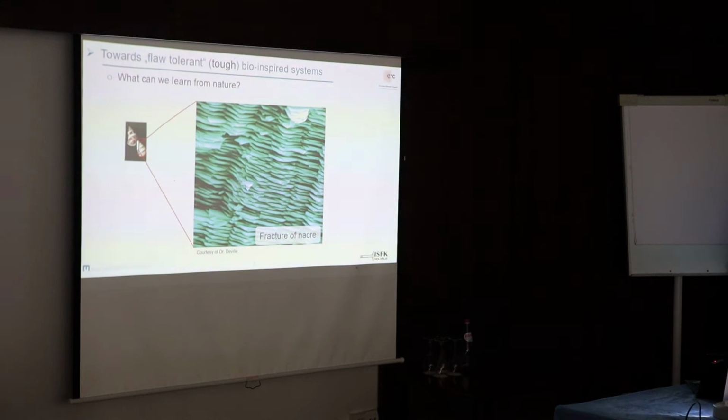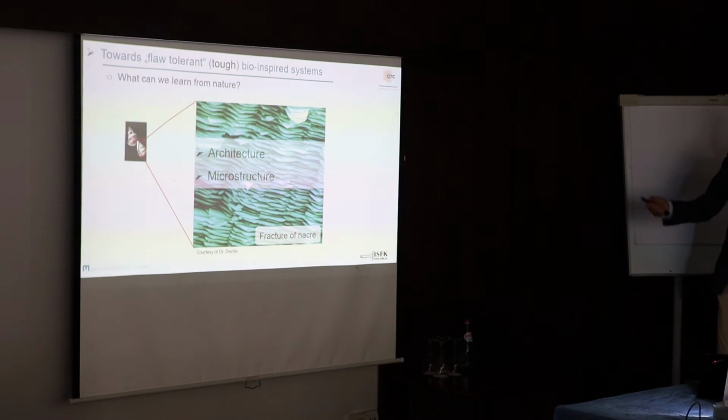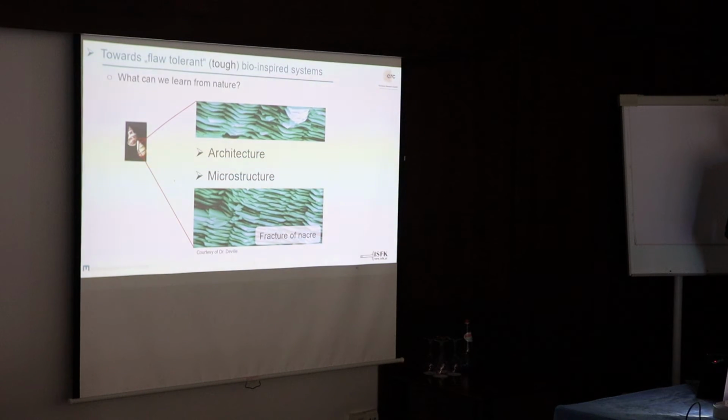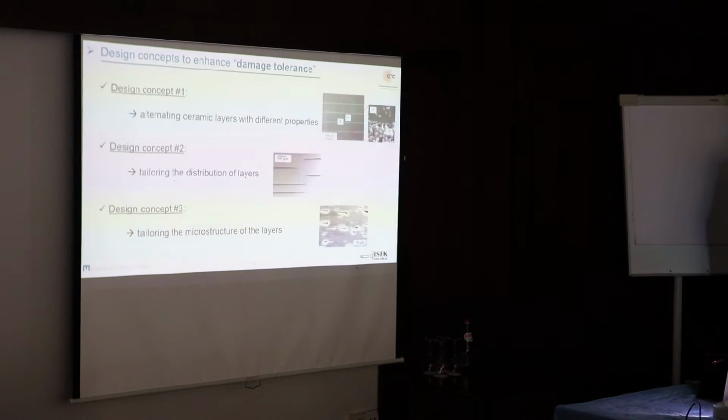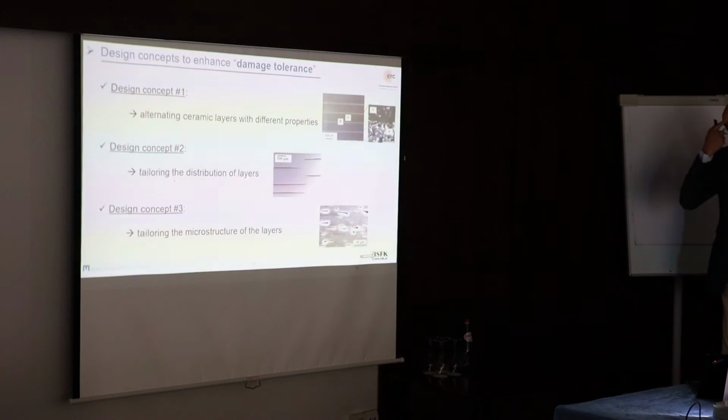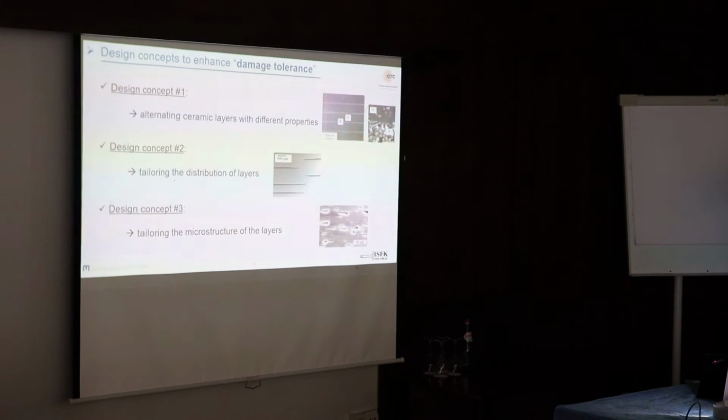This is nacre, made of 95% inorganic material, and here we recognize on the one hand that the architecture is a kind of layered architecture, and the microstructure is very interesting. It's made of platelets with high aspect ratio bonded by some organic polymers. And the idea that we had was, there's been a lot of work joining ceramic with polymers, ceramic with metallic materials, trying to enhance the fracture toughness.